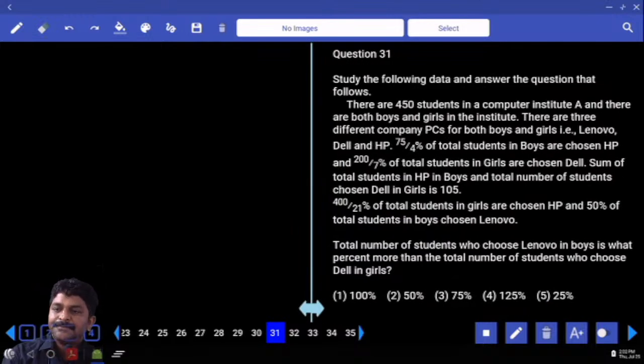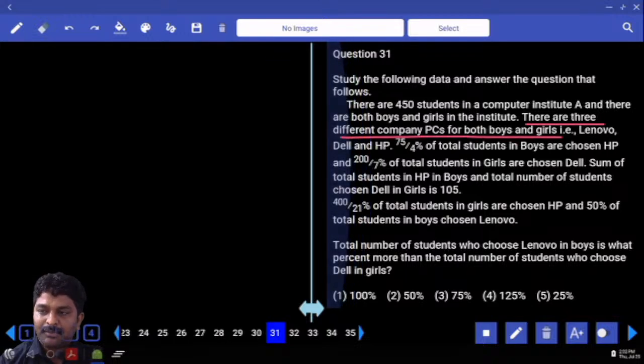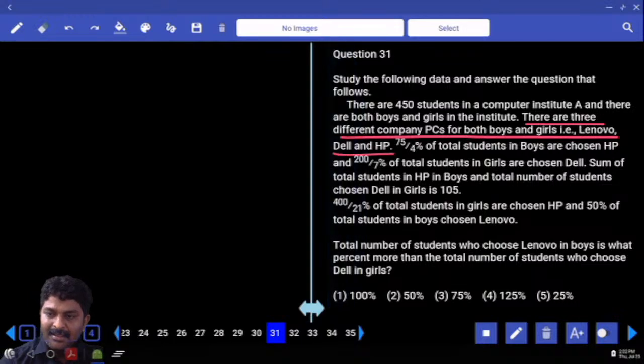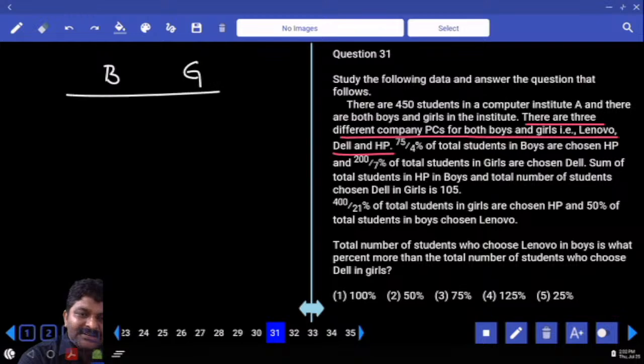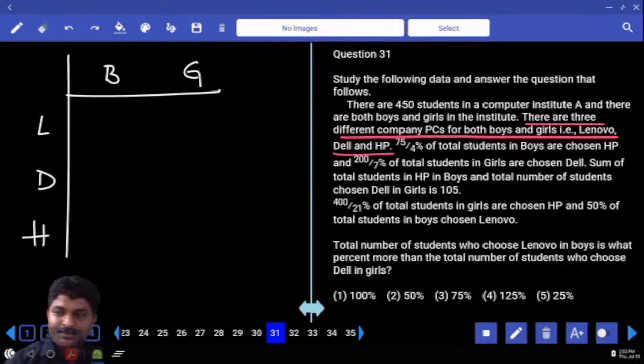31 onwards. There are 450 students in a computer institute A, and there are both boys and girls in the institute. There are 3 different company PCs for both boys and girls: Lenovo, Dell, HP. So we have boys, girls, Lenovo, Dell, and then HP.